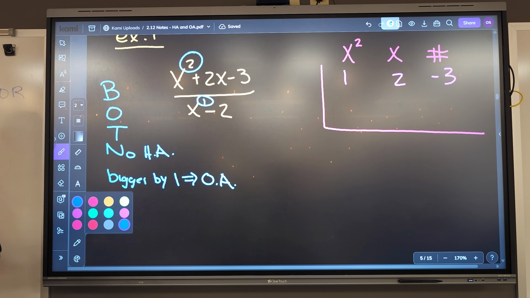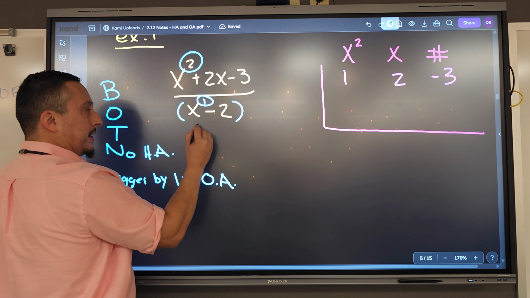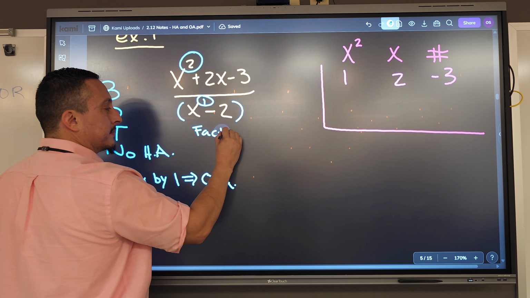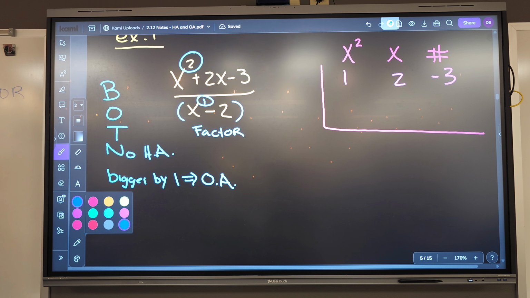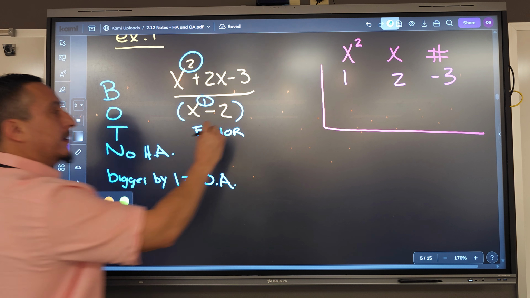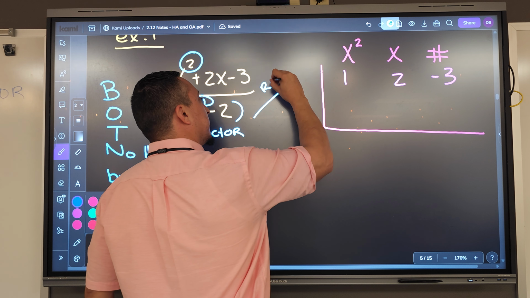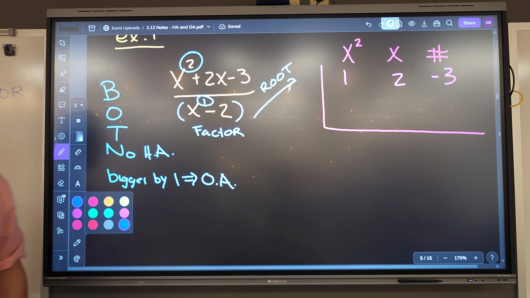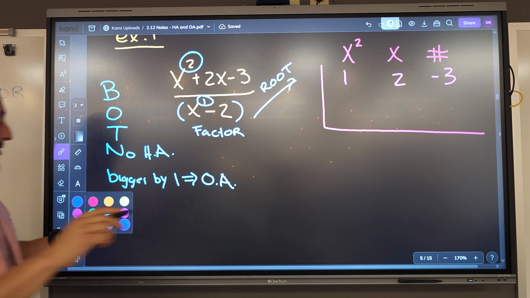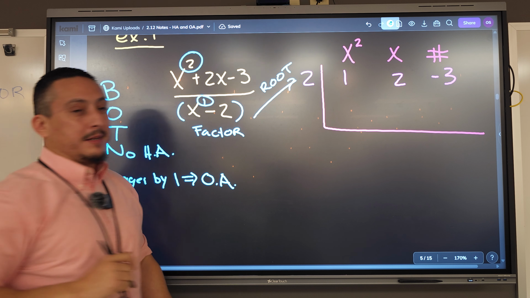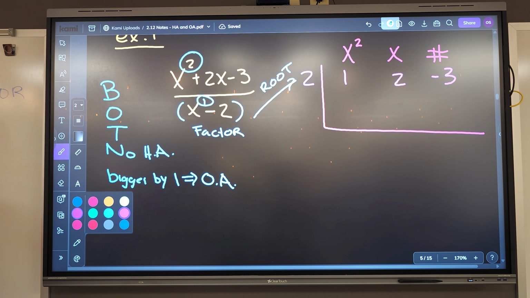Now, last unit, we had a big old issue, like it was problems for us. This right here is called a factor, right? But we don't divide by the factor, right? We divide by the root. So if that's my factor, what is the root of that? 2, right? It's when you solve that. So we don't divide by -2, we divide by +2.